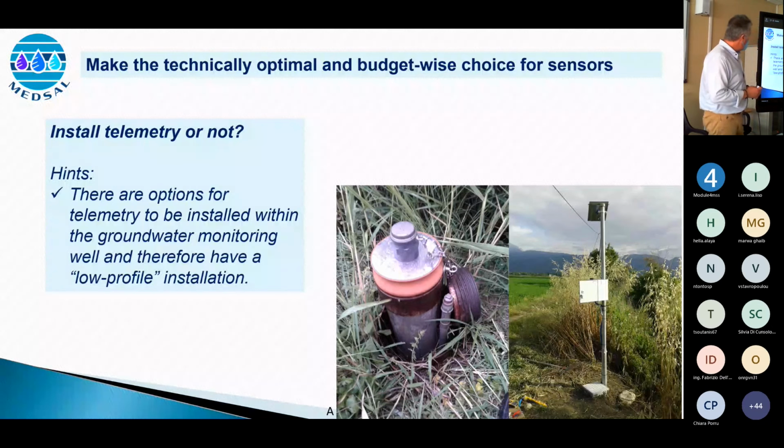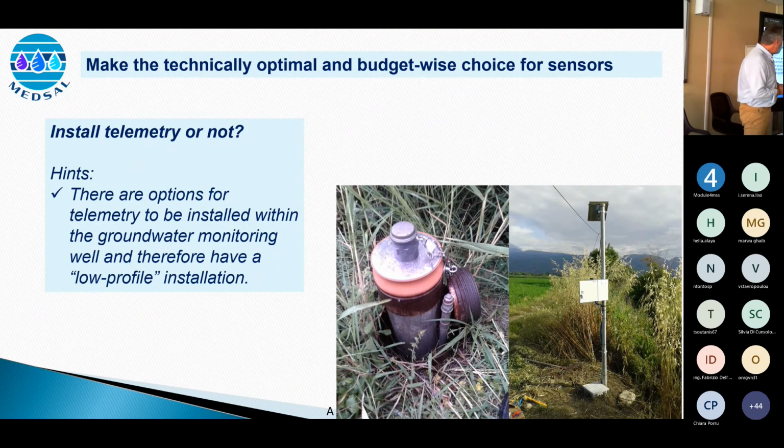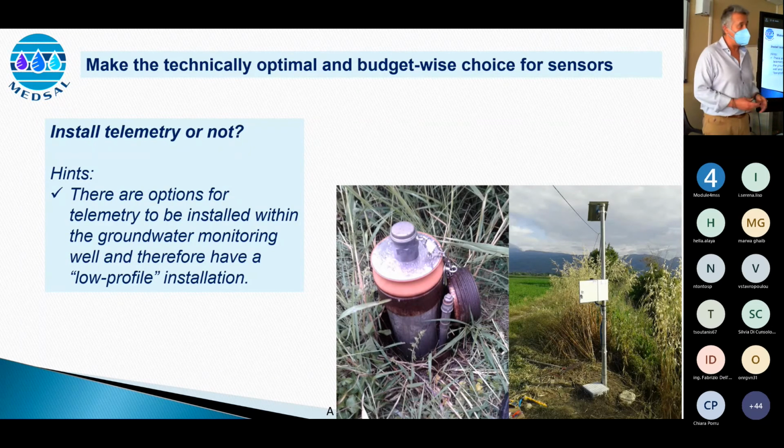Okay, now, hints. Again, useful hints. There are options for installing the telemetry in a low profile or not so low profile, as you can see here. The first one is obviously low profile. This is the antenna actually. And the other one is obviously a non-low profile configuration with the pros and the cons Vasilis and myself explained before. If we go to the next one, please.